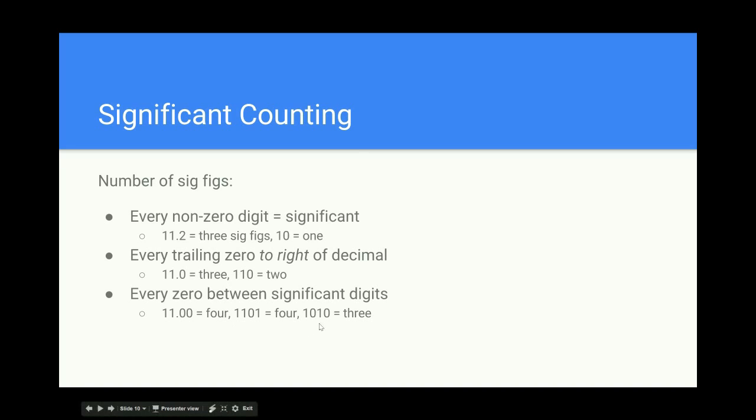In 1010, the 1 and the 1 are significant. That makes this 0 here significant. But this last 0 is a trailing 0 to the left of the decimal place, so not significant. 1010 only has 3 sig figs.